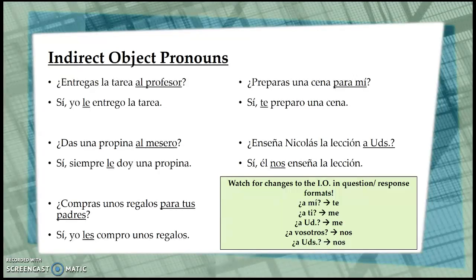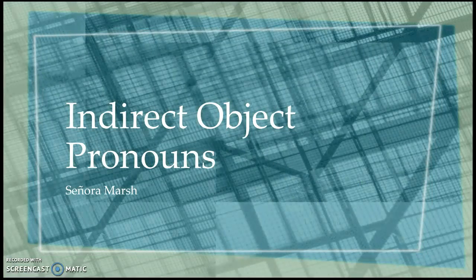In the green box, you'll find the most common flips. In a question, if you see a mí as the indirect object, you're going to respond with te. If you see a ti or a usted as the indirect object, you'll respond with me. Also, if you see a vosotros or a ustedes in a question as the indirect object, you'll reply with nos. Now let's see what you've learned.